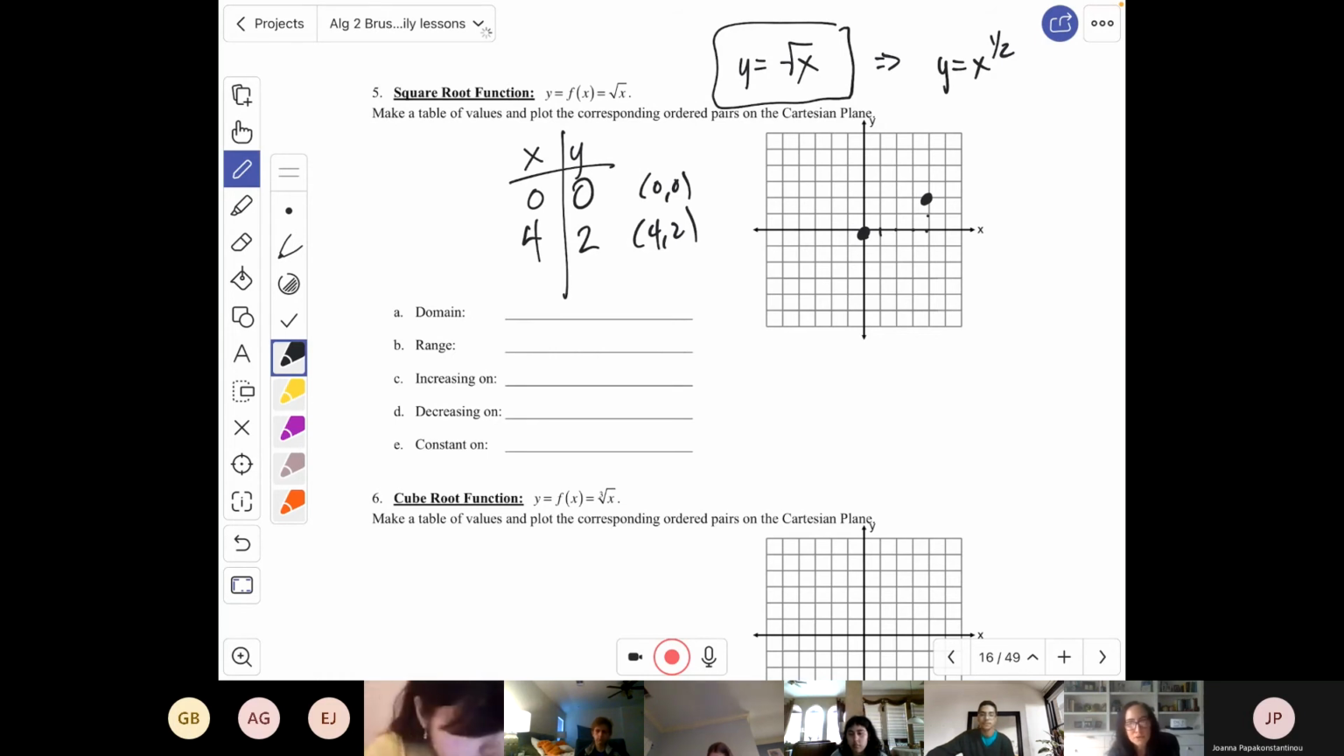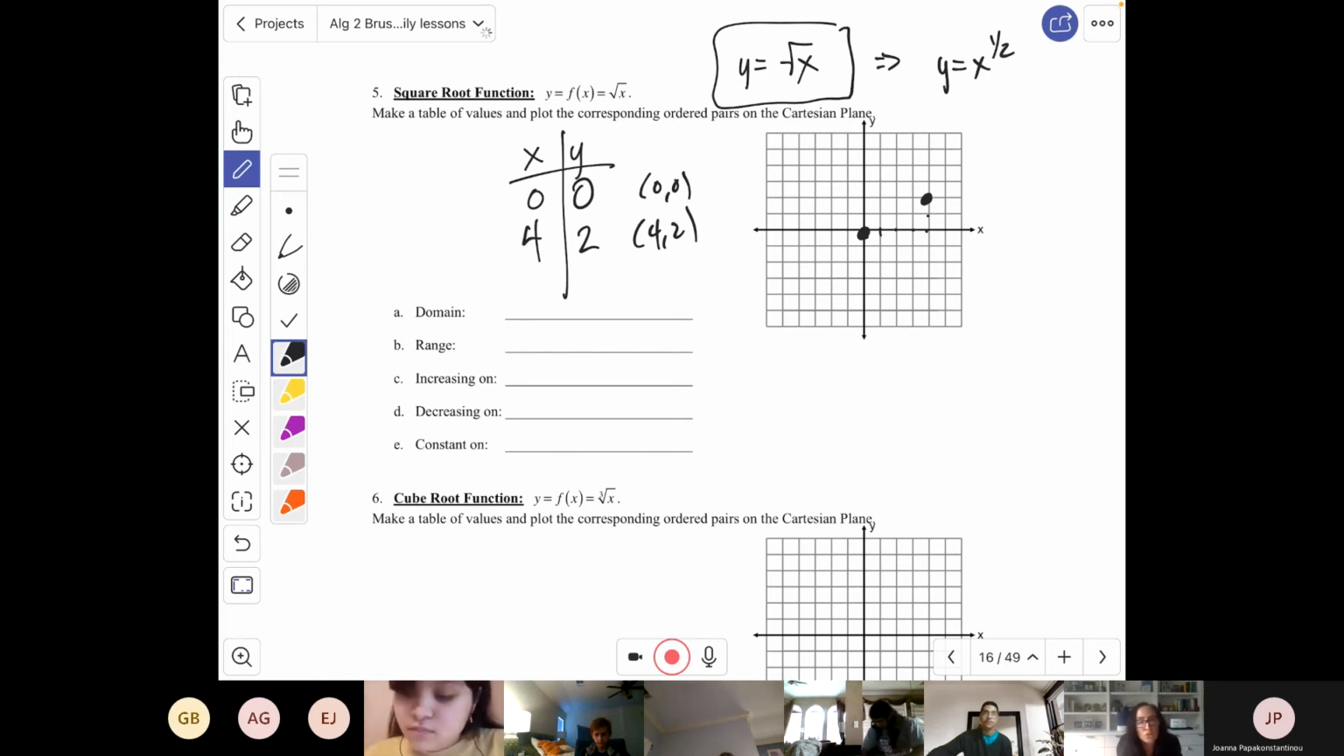Because what happens when you take the square root of a negative number? Do you all remember from Algebra 2 what kind of number that is? Anybody remember? Imaginary? It is imaginary. So since we're graphing on the Cartesian plane, that doesn't include imaginary numbers. Good, Nathan. So I have to limit it to positive real numbers or 0.